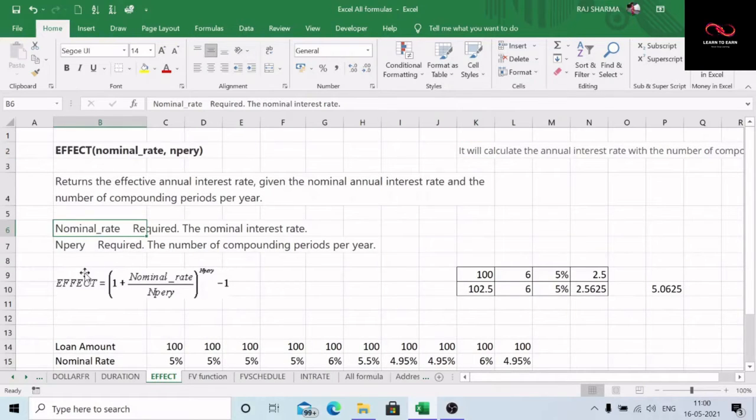Then this is the formula for how it is going to be calculated. EFFECT is equal to 1 plus nominal rate divided by the number of compounding periods, whole raised to the power of the number of compounding periods, minus 1. So now let us take an example.